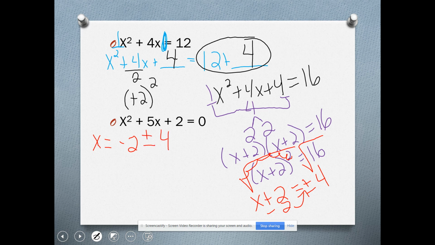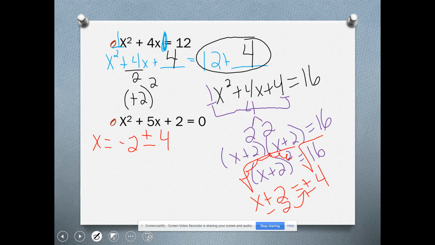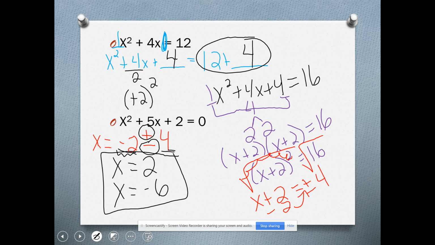Well, wait a minute. The 4 isn't a radical. And so the negative 2 and the 4 are like terms. We can go even further with this. We can say negative 2 plus 4 is positive 2. And then negative 2 minus 4 is negative 6. And so our zeros, roots, solutions, or x-intercepts are 2 and negative 6.